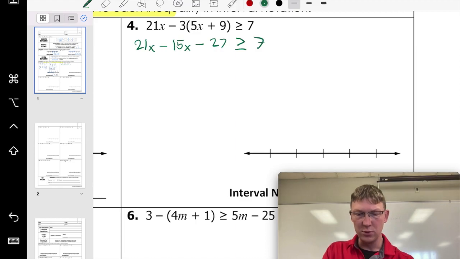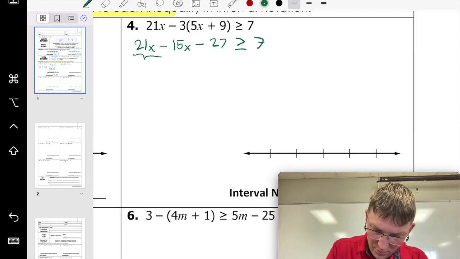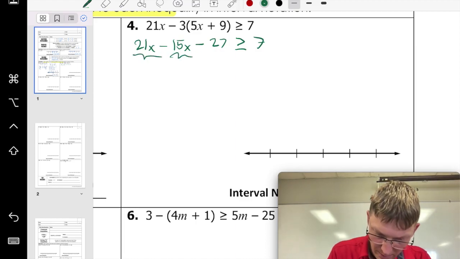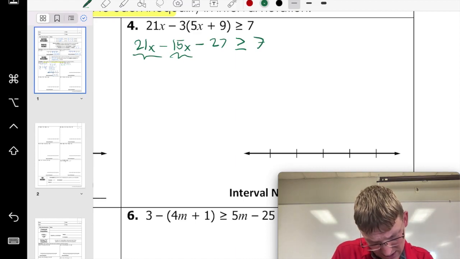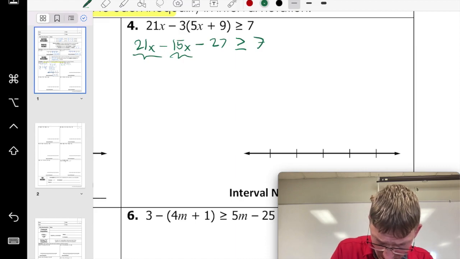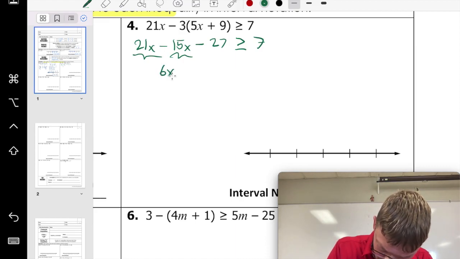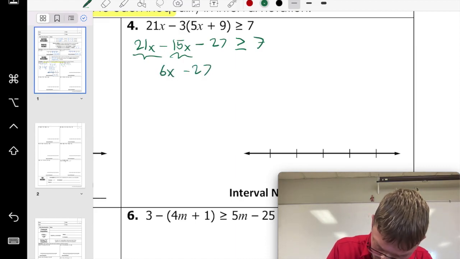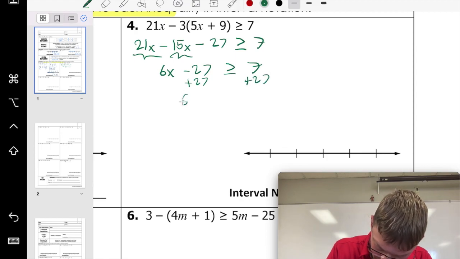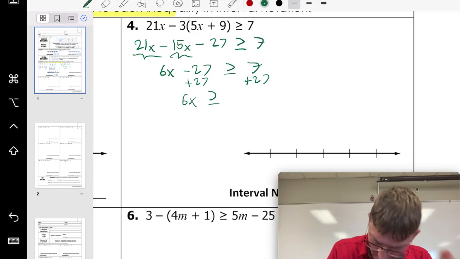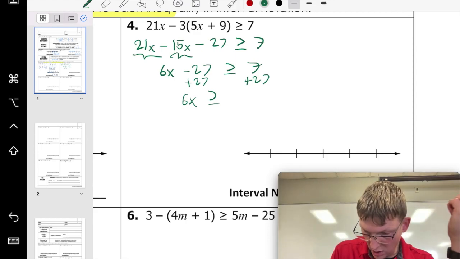Okay, so we're simplifying. We have some like terms here. Let's just go ahead and combine those, which is 6, so 21 minus 15. So we've got 6x minus 27 is greater than or equal to 7. So then we can add 27 to both sides. We've got 6x greater than or equal to 34.